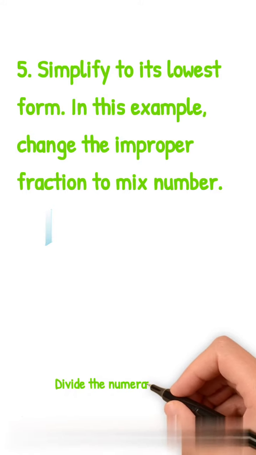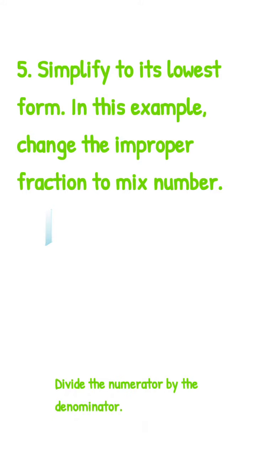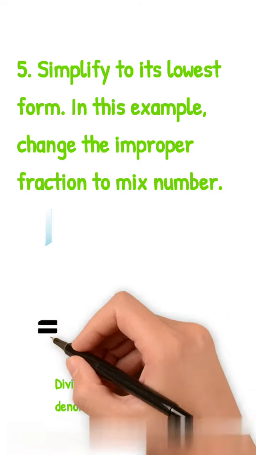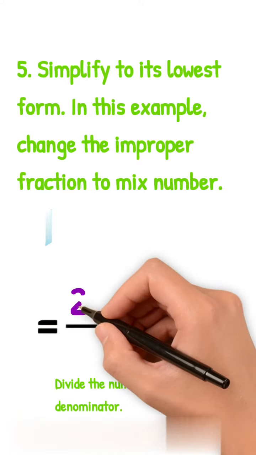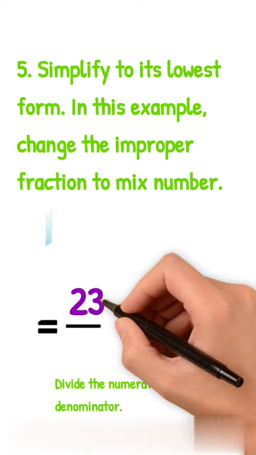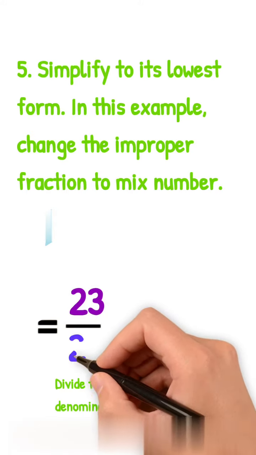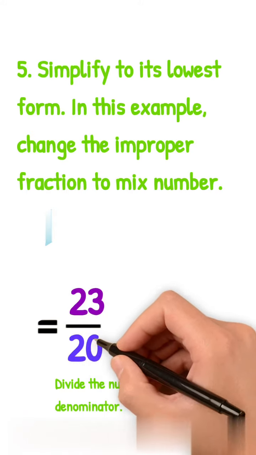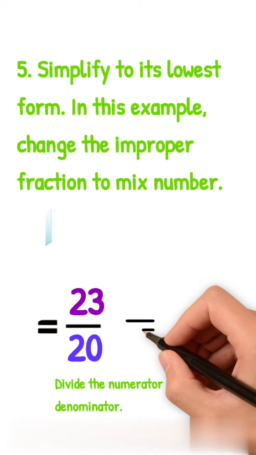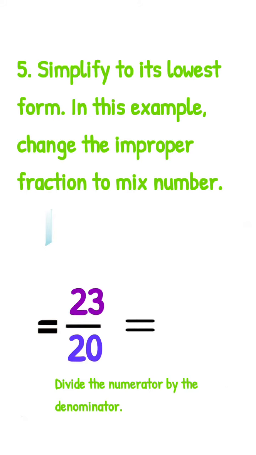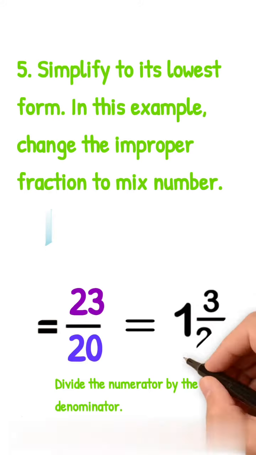The last thing to do is do not forget to simplify our fraction to its lowest form. In this particular example, we obtain an improper fraction, so we are going to change it to a mixed number. Our result a while ago is 23 over 20. So if we divide the numerator by the denominator, we will obtain an answer of 1 and 3/20.